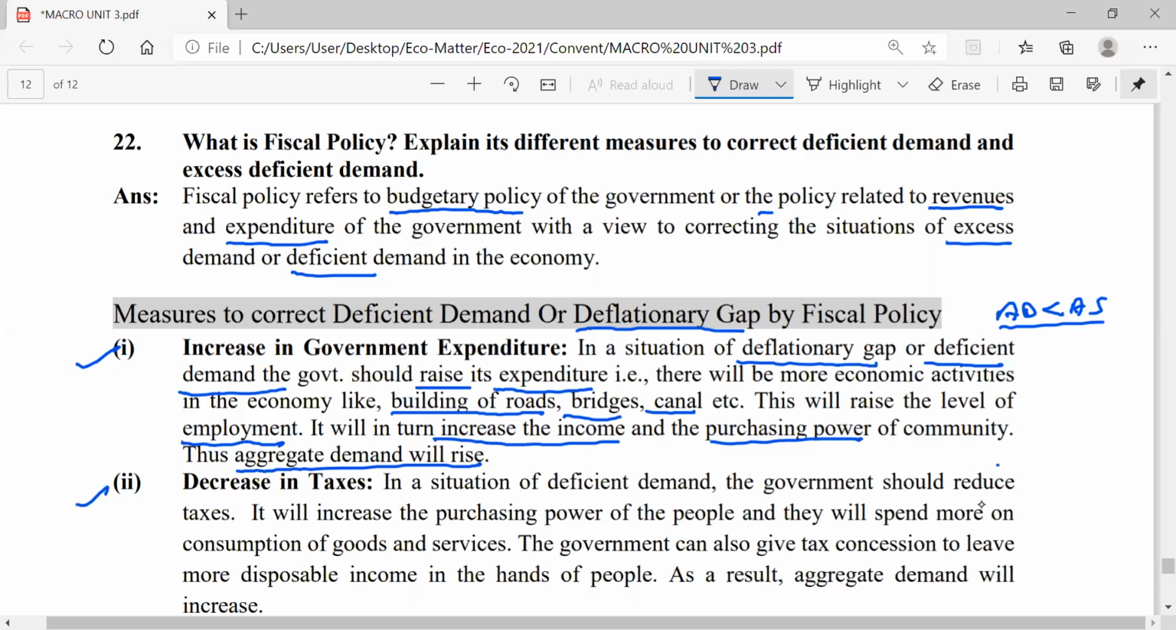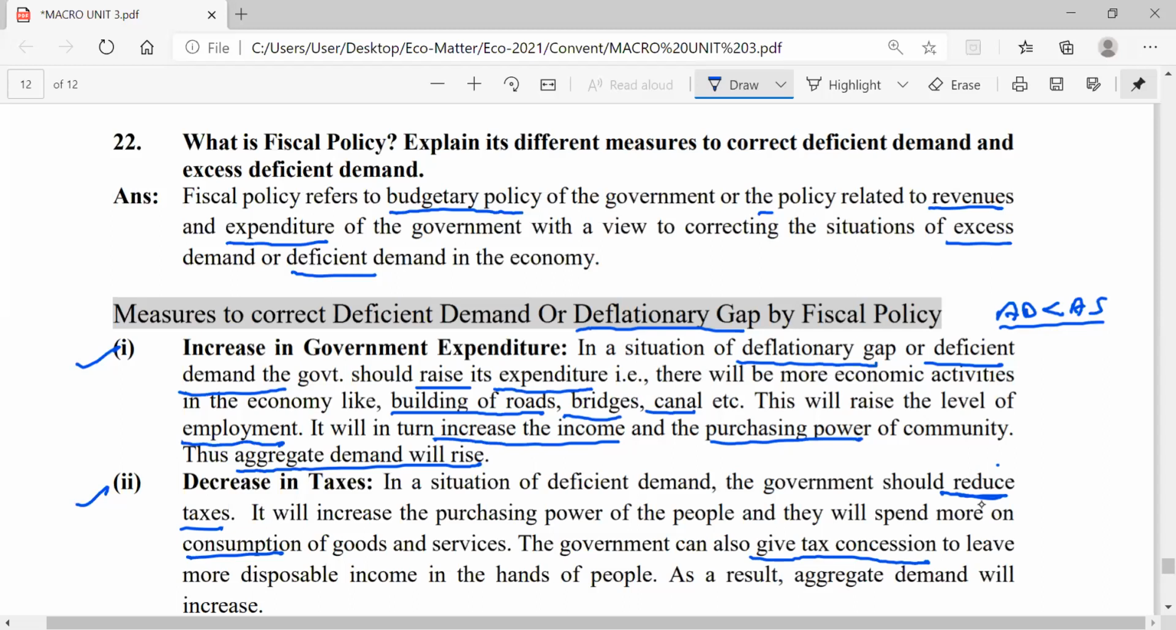And the next point is decrease in taxes. So in a situation of deficit demand, the government should reduce taxes. It will increase the purchasing power of common people, and they will spend more on consumption of goods and services. The government can also give tax concession to leave more disposable income in the hands of people. As a result, aggregate demand will increase. So government should decrease taxes, even give some rebate to taxpayers so that their income can be increased.